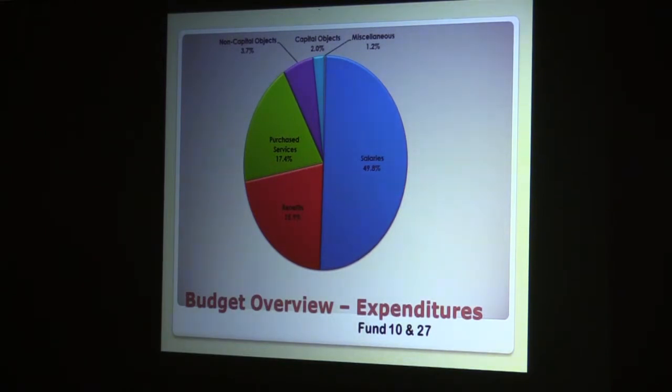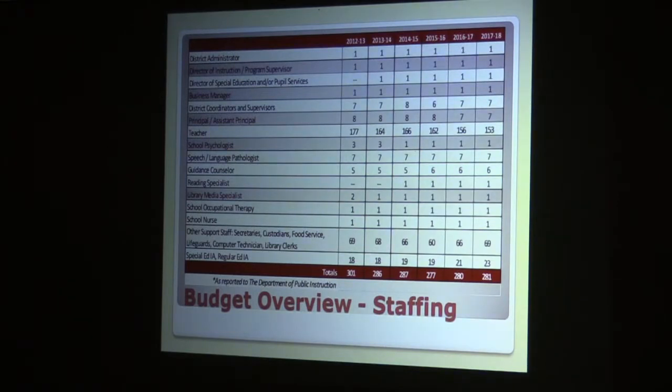Okay, we're in the people business. We really have, for board members especially, three buckets of expenses: salary and benefits, and purchase services. And we're going to go into a little bit of detail of what those are. But that represents about 93% of our budget. So when you look at it, this is coming out of the budget book as well. This is a report that we have to provide to the state that shows our staffing levels.